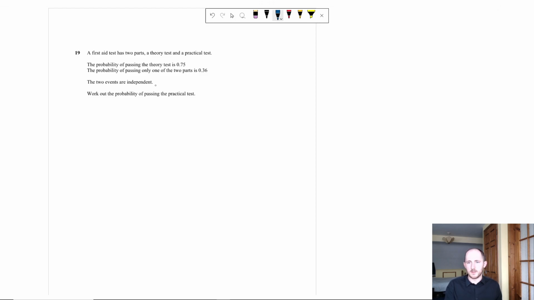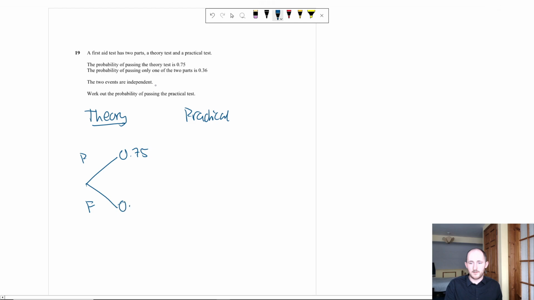So I would personally do a little tree diagram. So if the theory, then we have the practical. I don't believe we know anything about the practical, do we? No, not really. So we have, let's say, pass and fail. Passing is 0.75, which means the probability of failing must be 0.25 because they must add up to 1. And then we have, again, pass, fail, and we don't know what it is, right? And there's no other information. Cool, I think we're right.